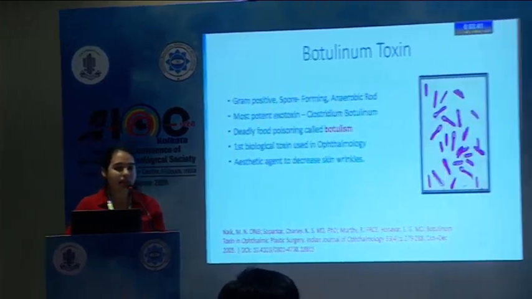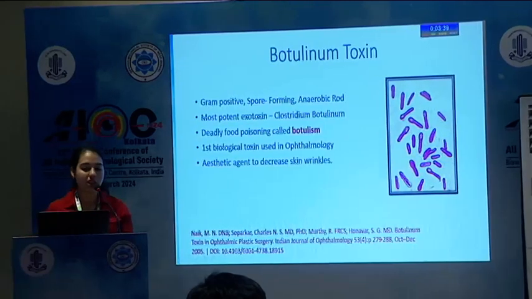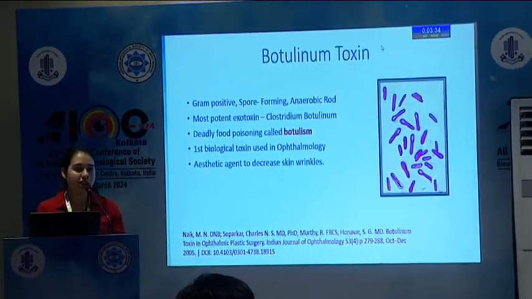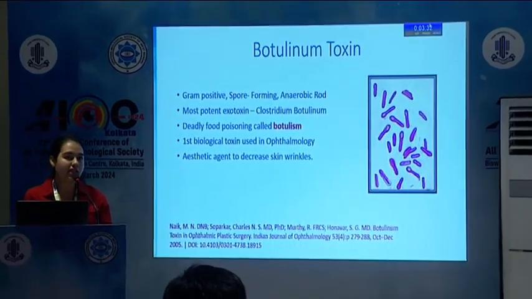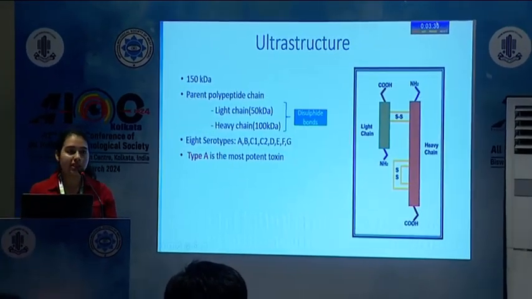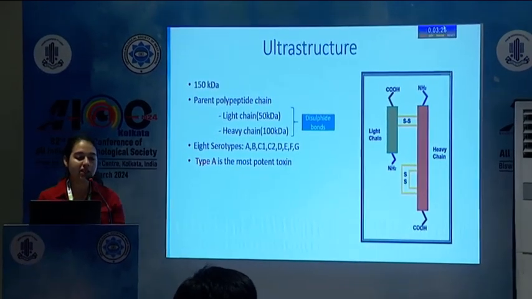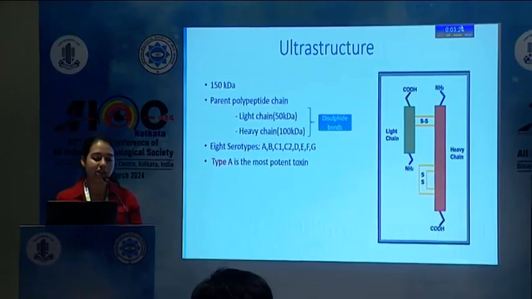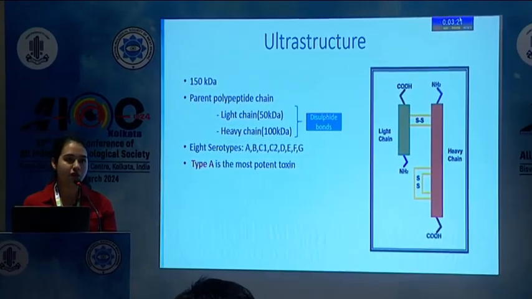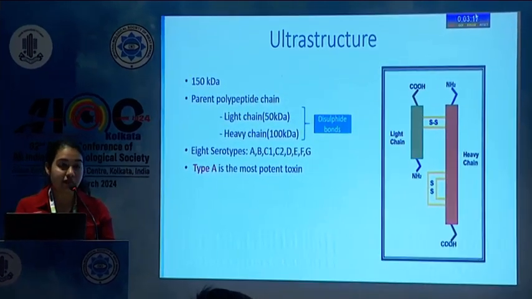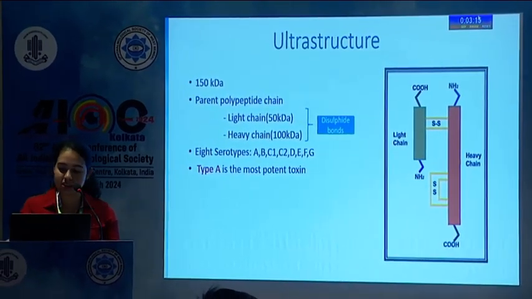Correct. As it is derived from Clostridium botulinum, which causes a deadly food poisoning called botulism, it was the first biological toxin to be used in ophthalmology and for aesthetic purposes. So, its ultrastructure is very important for you to know the mechanism of action, as it is composed of a light chain and a heavy chain, and has 8 serotypes, among which type A is the most potent one. Class, please pay attention. This is a very important topic for you in the exams.